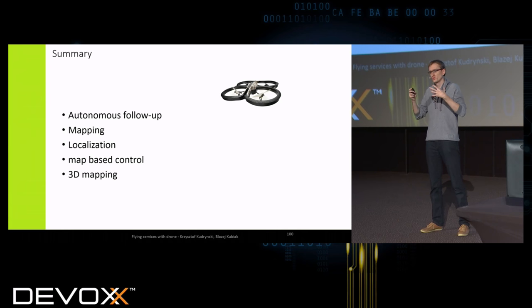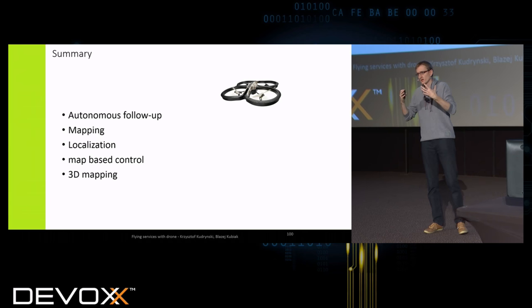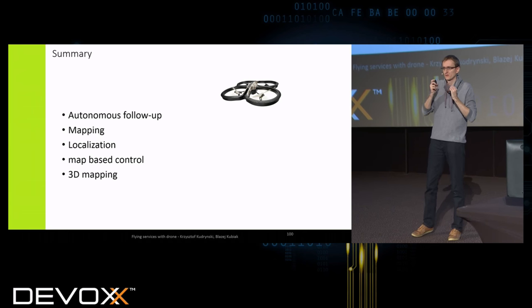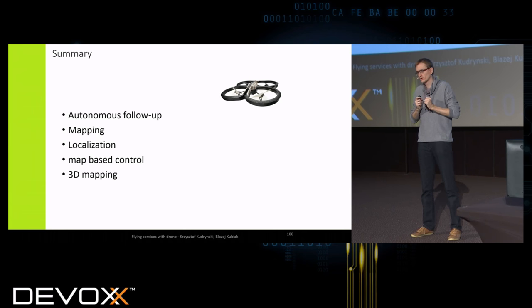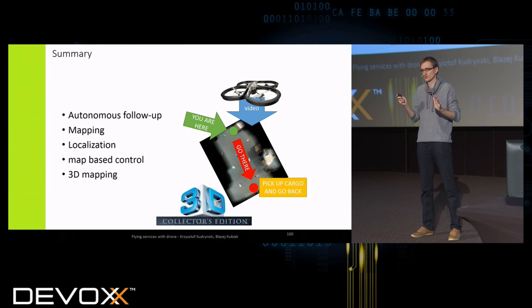So, to conclude, during this session we talked about how we implemented our own technologies on the drone to make it possible to do autonomous follow-up, mapping, localization, and map-based control, all available in 3D for selected regions.